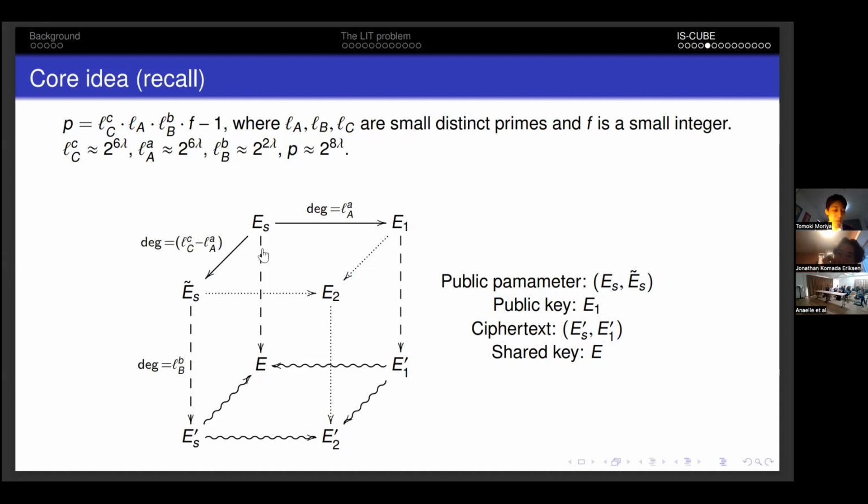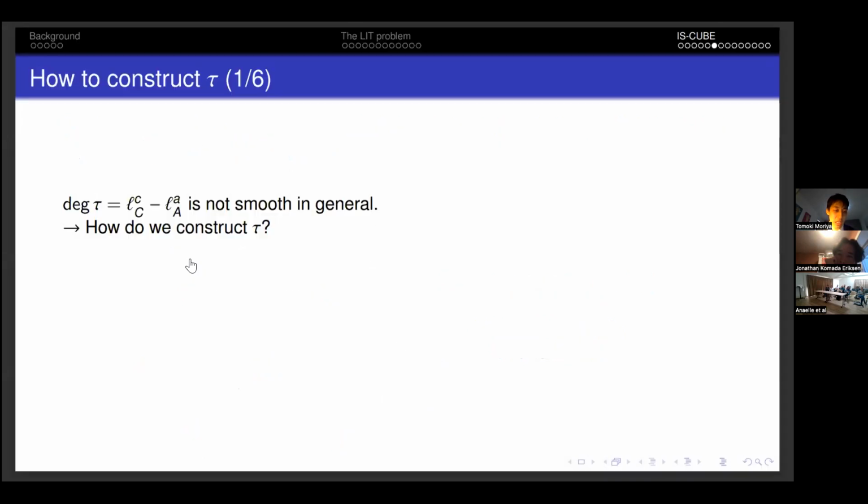But there's a problem that remains. The problem is here. The degree of tau is L_C^C minus L_A^A, so this one is not smooth in general. So the problem is how do we construct a non-smooth isogeny tau?